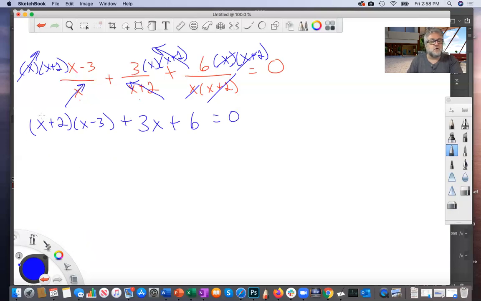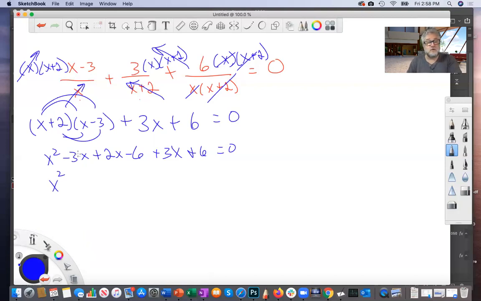Okay, we got to FOIL this bad boy. First 2, outside 2, inside 2, last 2, and then plus 3x plus 6. Okay, I got only one x squared. Minus 3, minus 3 and plus 3 are going to cancel. So we'll just be left with plus 2x. And minus 6 and plus 6 are going to cancel. So that's it.